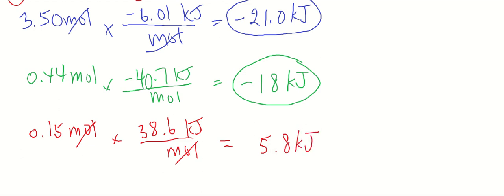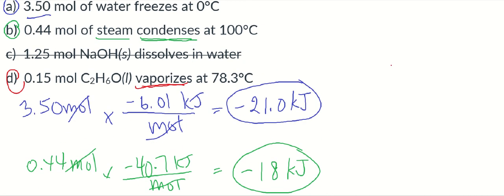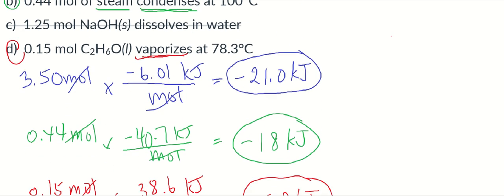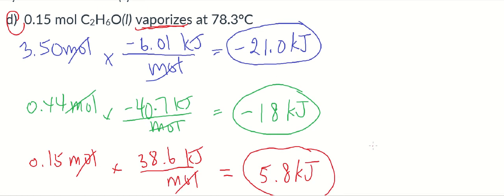kilojoules is how much heat is going to be absorbed. This is an endothermic process because going from liquid to gas, the particles in the liquid have to absorb kinetic energy to have enough to vaporize. There it is.